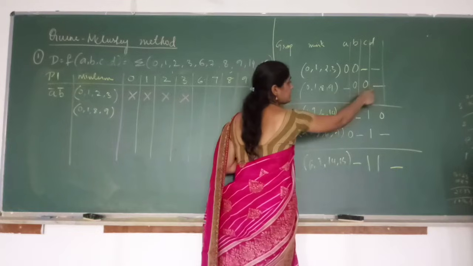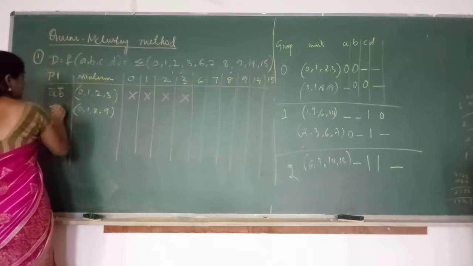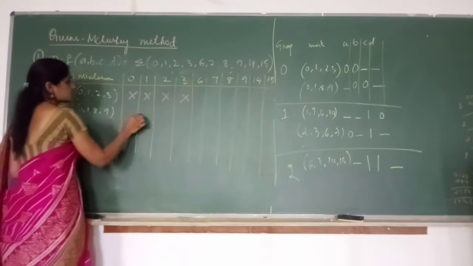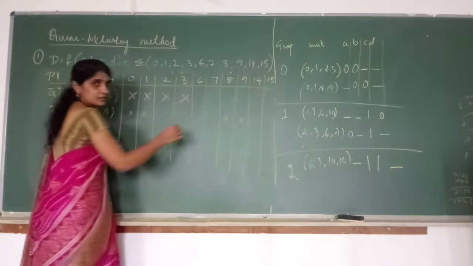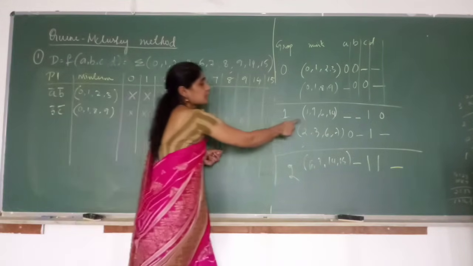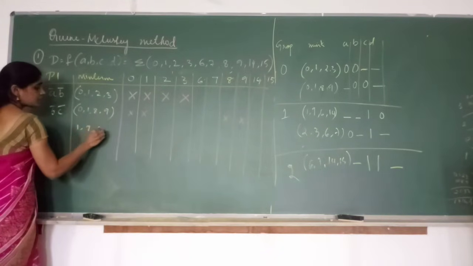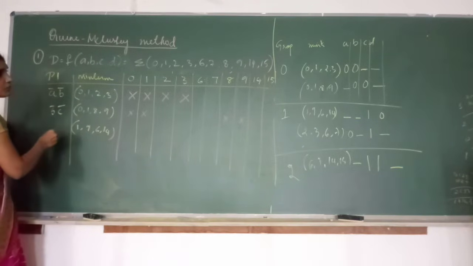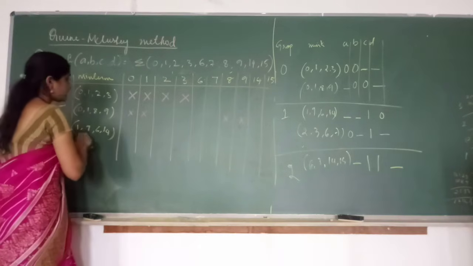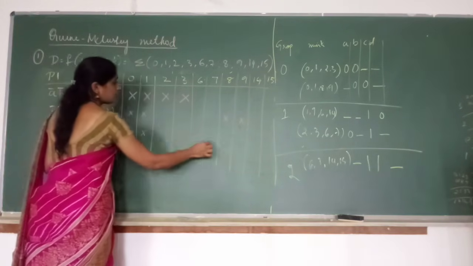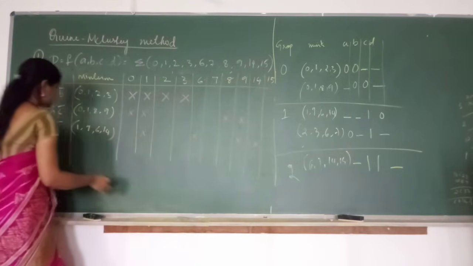A is eliminated, B is eliminated. It is B bar, C bar. Put a cross mark for the min terms 0, 1, 8, 9. Correct? Next. This one, 1, 9, 6, 14. What is the prime implicant we get? C, D bar. 1, 9, 6, 14. Correct?